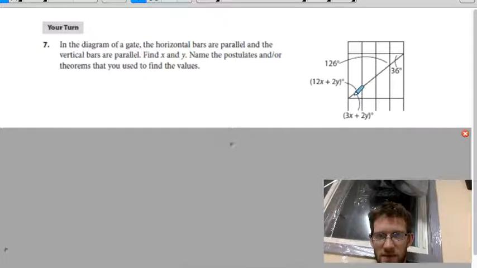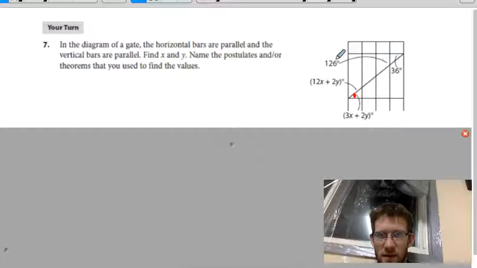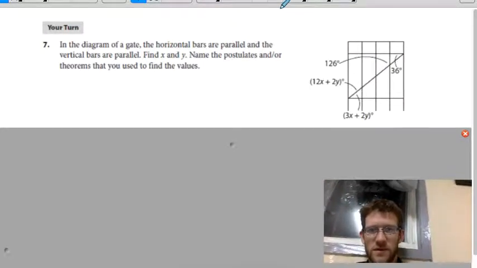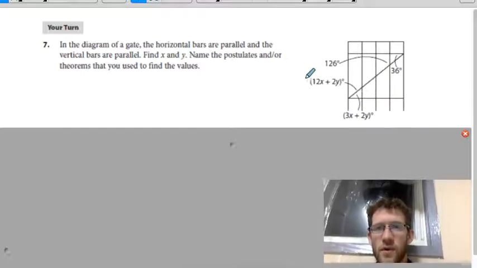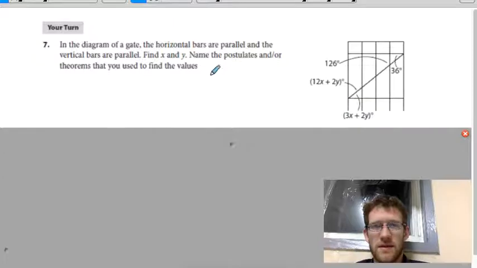The 3x plus 2y is referring to this angle here. And this 126 is referring to this angle. This 12x plus 2y is referring to this angle here. And this 36 refers to this angle. If we want to solve for this, we need to come up with 2 equations, right? Because we have both x and y in both of these. So we need to set it up some way to get those 2.